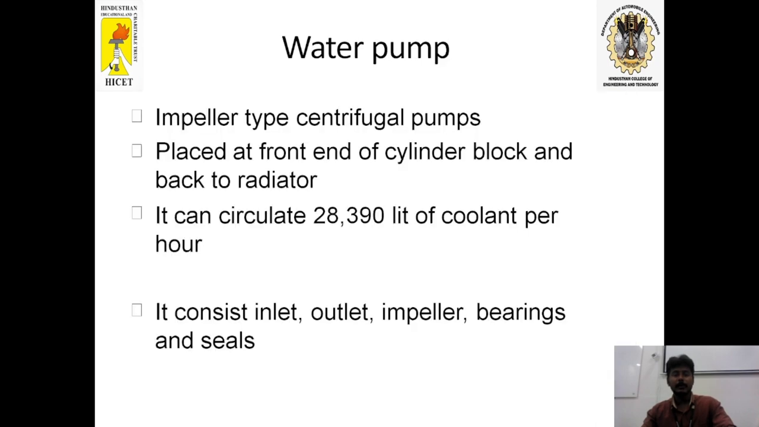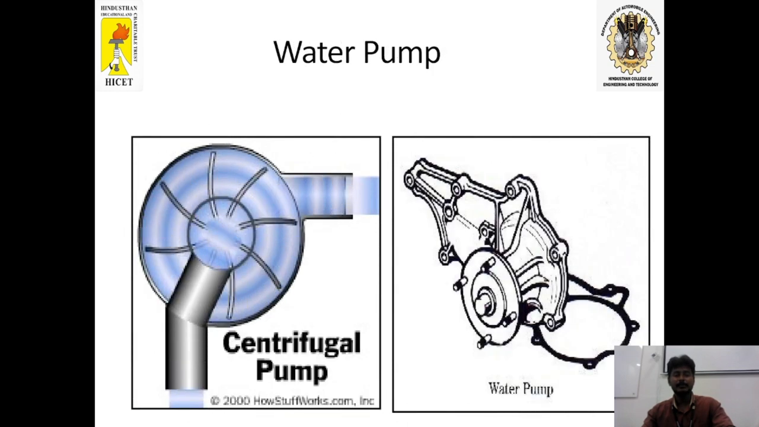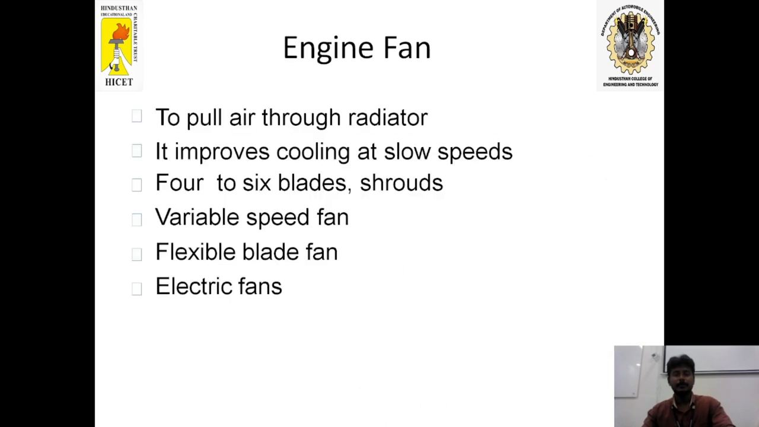Water pump: an impeller type of water pump, a centrifugal pump placed at the front end of the cylinder block and back to the radiator. It can circulate 28,390 liters of coolant per hour. It consists of inlet, outlet, impeller, bearings and seals. The centrifugal pump construction is shown in the figure.